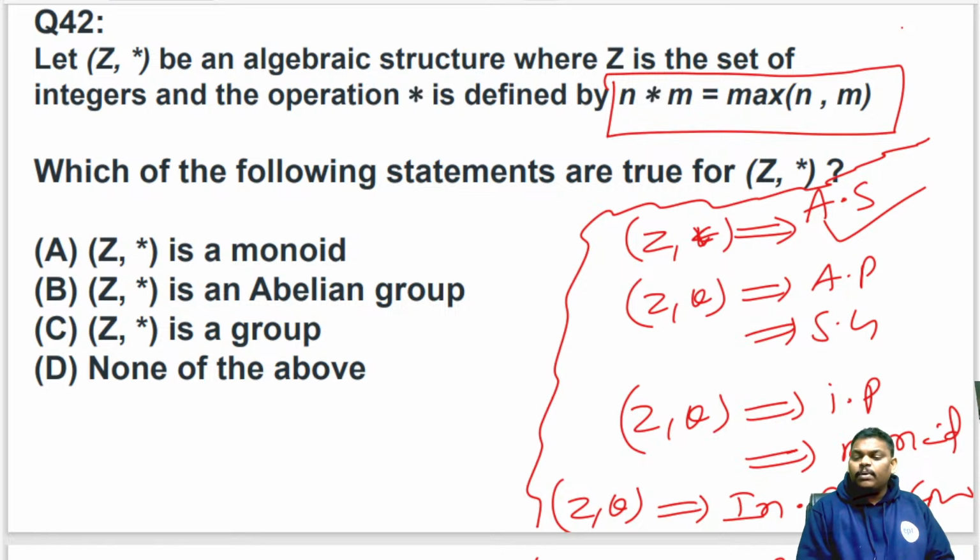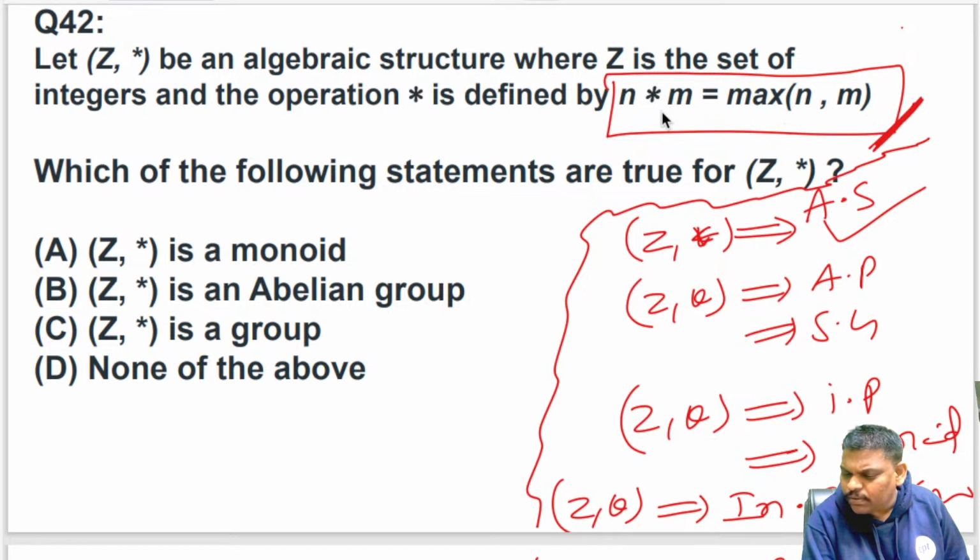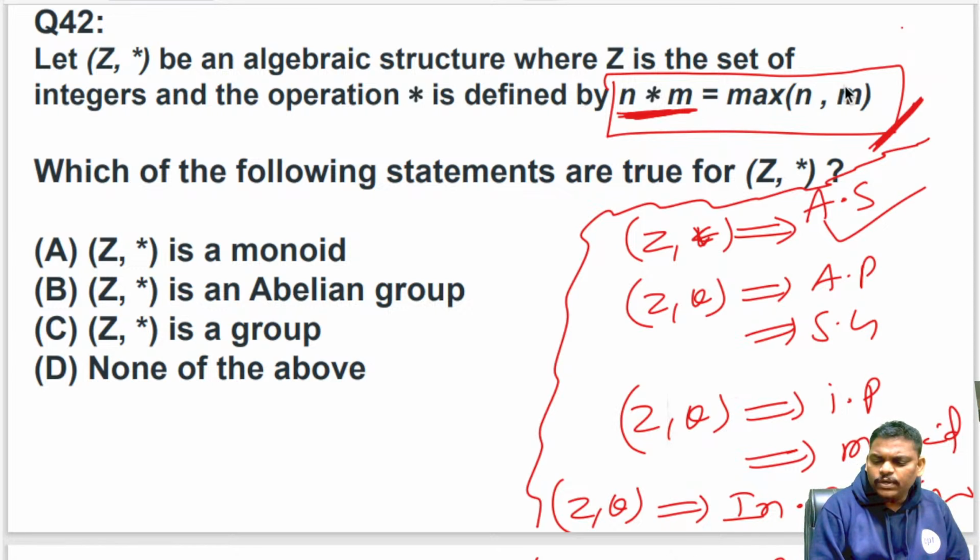Now remember, n * m is max of n, m. Z is, I think everyone knows, the set of integers. So can you help: is the closure property satisfied or not? Of course, because whatever you take, the answer will come as the max of them, from those only. So the closure property is satisfied, so it is an algebraic structure. Closure property satisfied means algebraic structure. Right? That is okay. Next one.